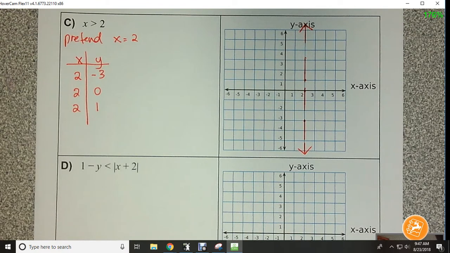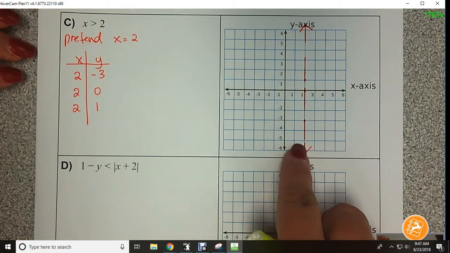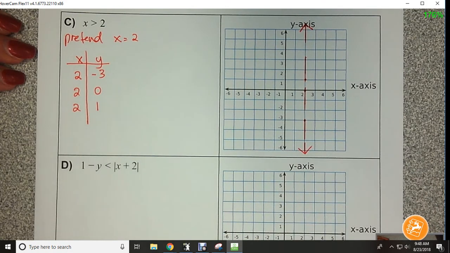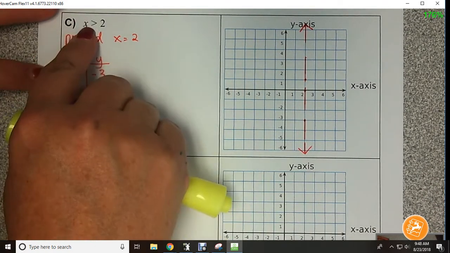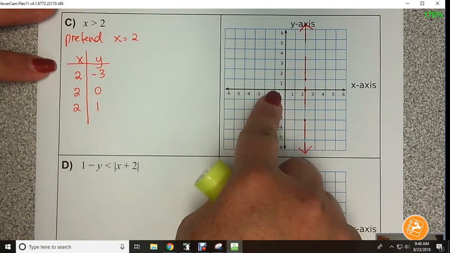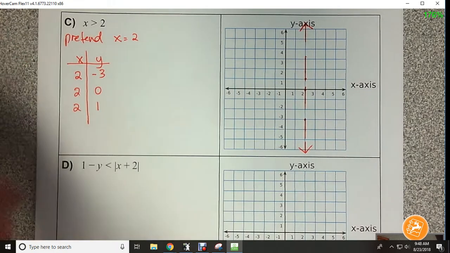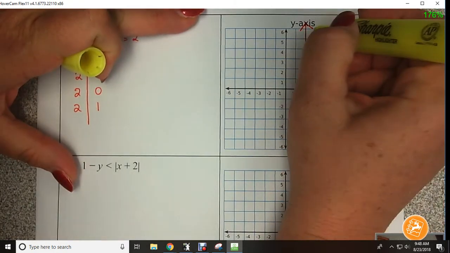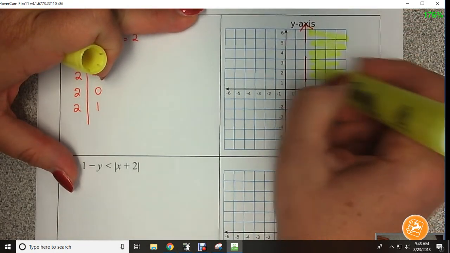And now it says greater than. Well, just a minute ago I told you that greater than meant to shade on top or above the line. Does this have an on top or an above? No, it doesn't. So here's where you've got to use a little bit of common sense. Just think about it. Where are the numbers that are bigger than 2? Are they to the left of that line or are they to the right of that line? They are to the right. So this is where I will shade.